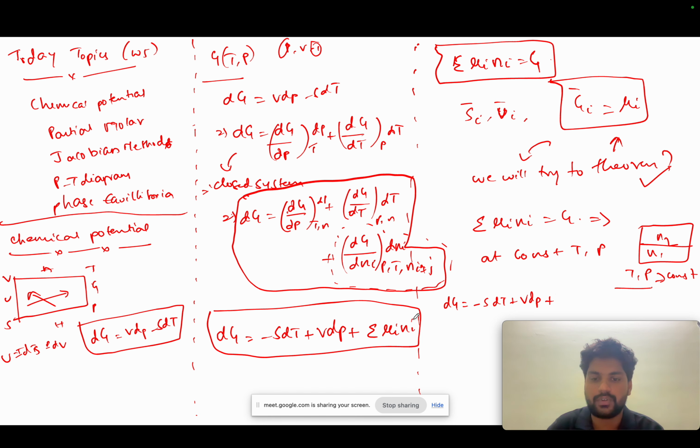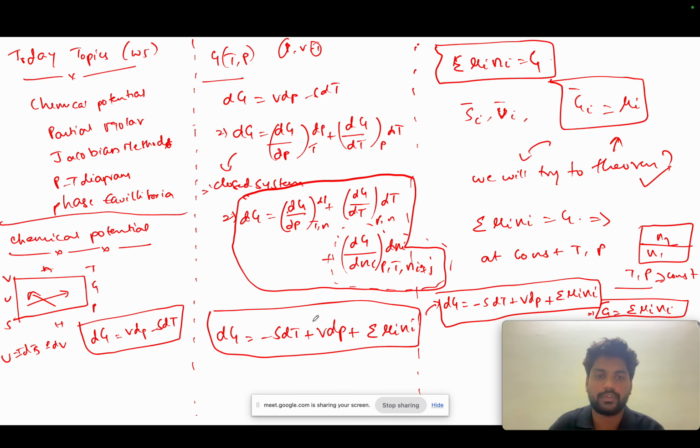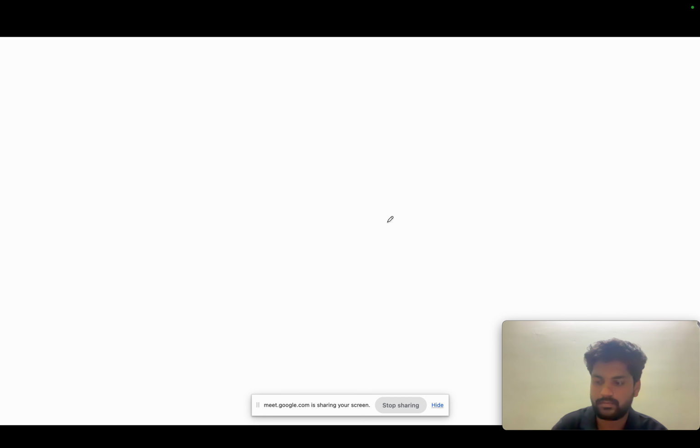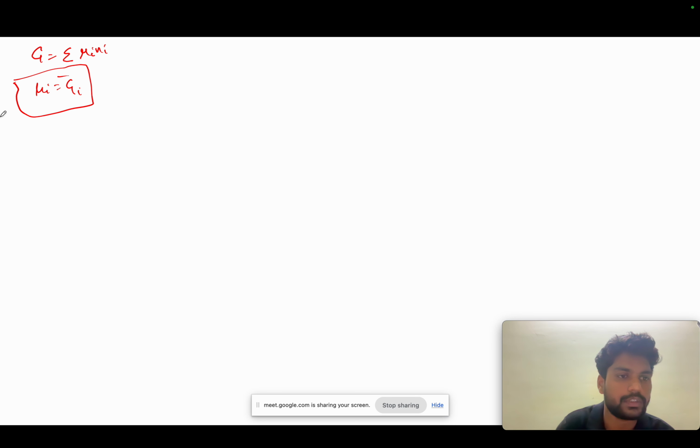So the equation which we know will become sigma mu i n i. If I am talking about constant temperature and pressure, then the G will become sigma mu i n i. So if the total G is sigma of mu i n i, then the individual mu i is nothing but a partial property. This we need to prove. So now I will prove this condition.